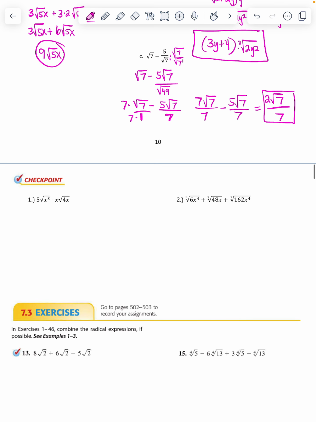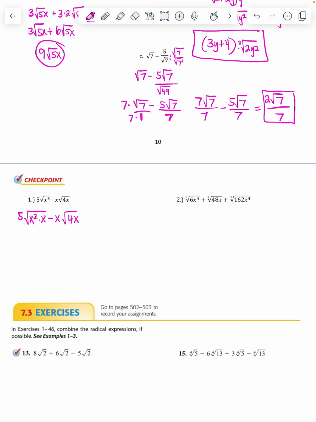Okay, and then the checkpoint questions. So we've got different radicals here, and they're not going to be the same. Let's rewrite these. So 5 times the square root of, since it's the square root, I'm going to break up x cubed into x squared times x. And then I've got minus x times the square root of 4x.